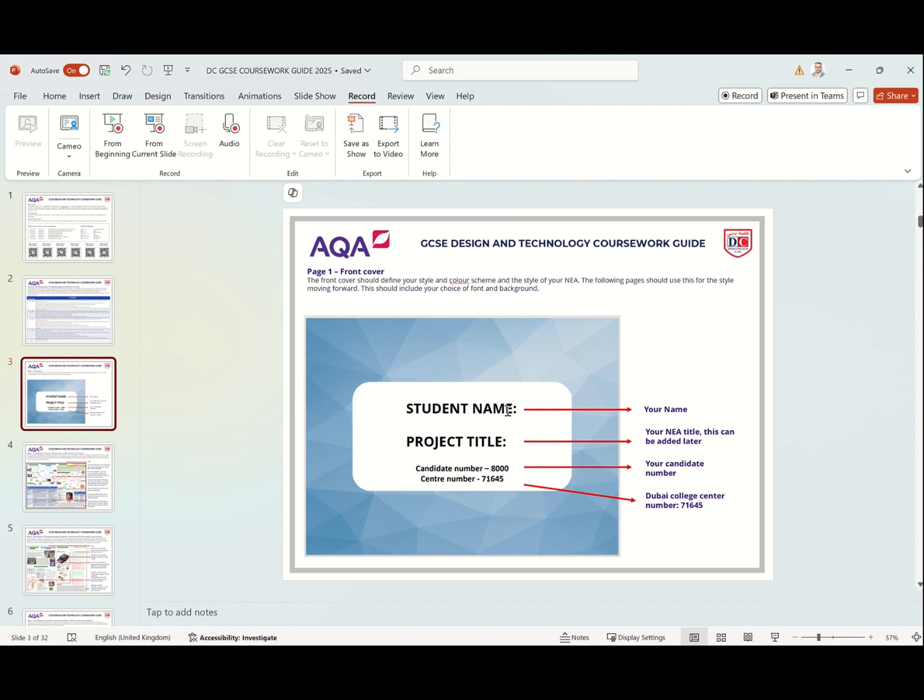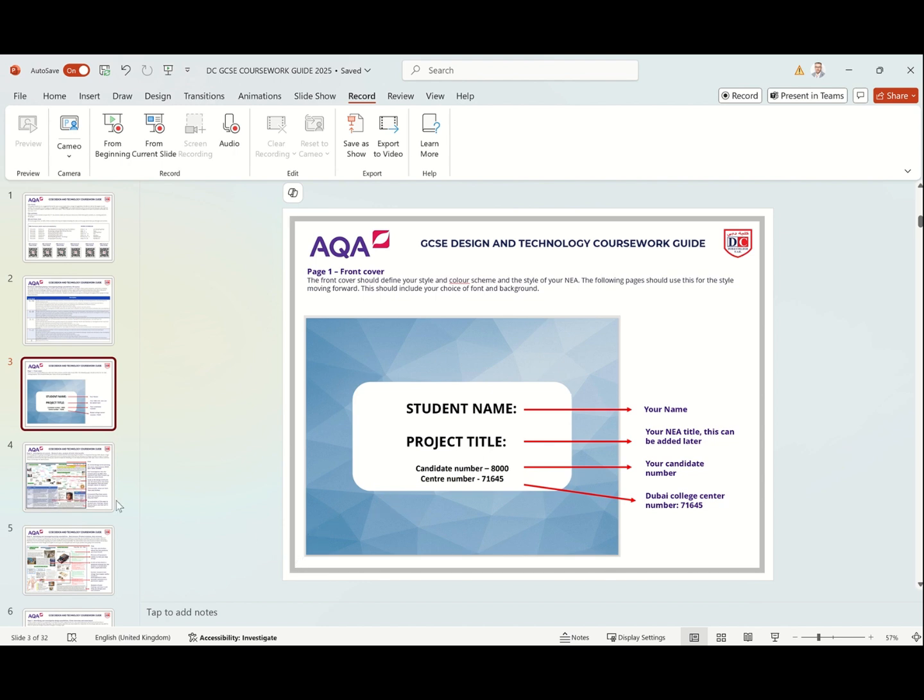Okay, on this front you need obviously your name, you need the title of your project, which we can obviously add later, and then we need your candidate and centre number. This is the centre number you need for Dubai College, 71645, and then obviously if you don't know your candidate number at this point, that's fine, just leave a space for it. So here, just a nice plain or nice graphical front cover which captures your sort of colour scheme and style.